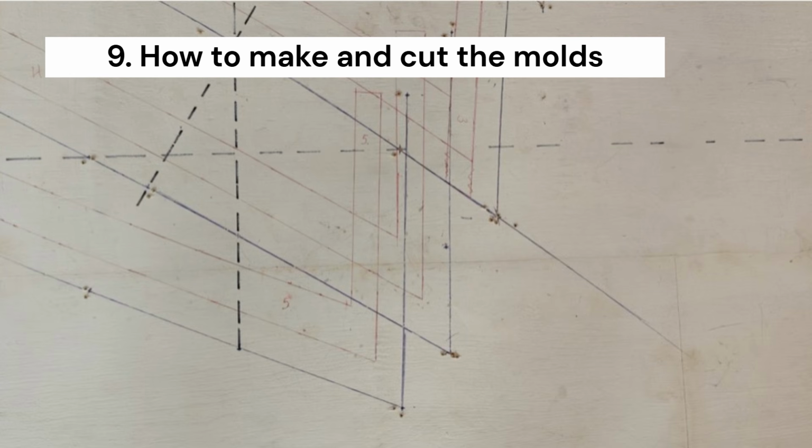9. How to make and cut the molds. Now you have all curves, including the deduction curve for the first stations. However, how to use this? Well, we need to make a cutting mold for cutting the wood.